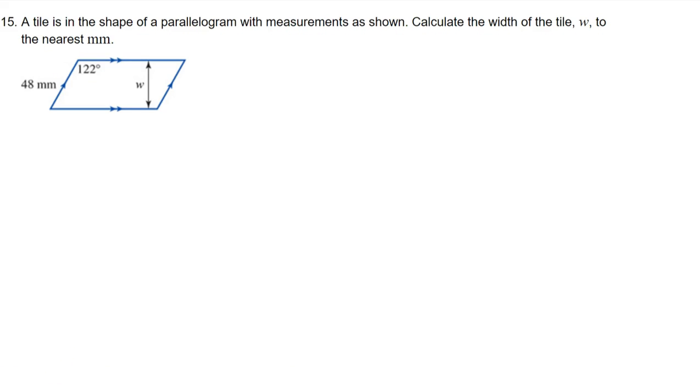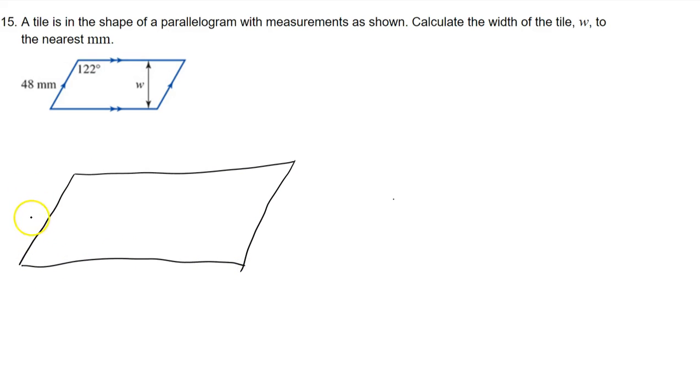Okay, so they're starting to get a little bit harder now, but they've still given us a diagram, which is good. So we're trying to calculate the width of the tile W. So we're trying to find that length there. All right. And we've got a parallelogram. So I'm just going to redraw it so I can scribble all over it and see it a little bit better. So that's 48 there, that's 122, and we're trying to find pretty much from one side to the other.